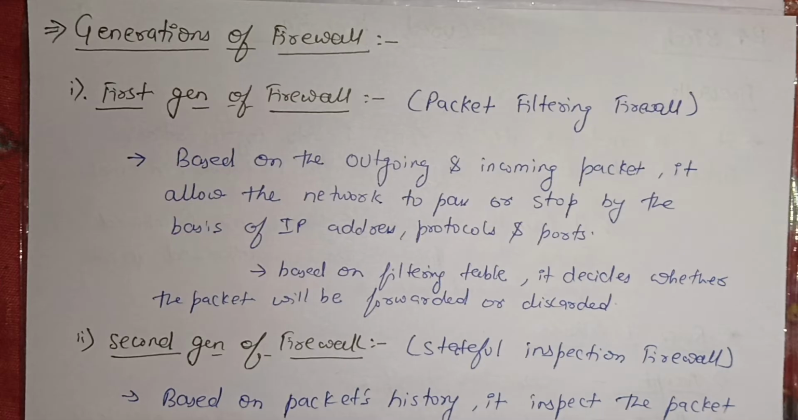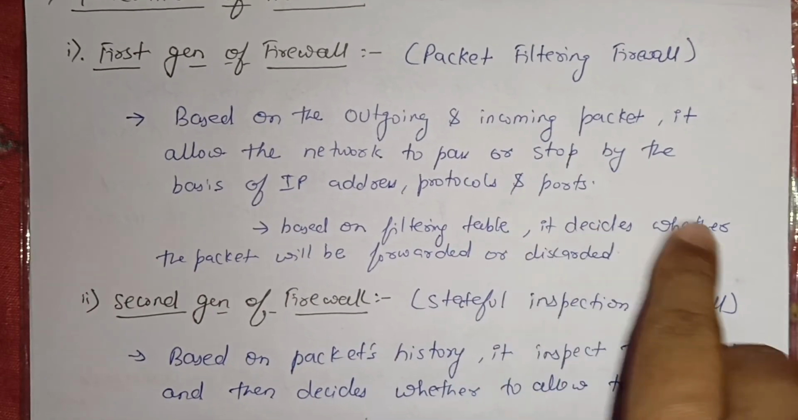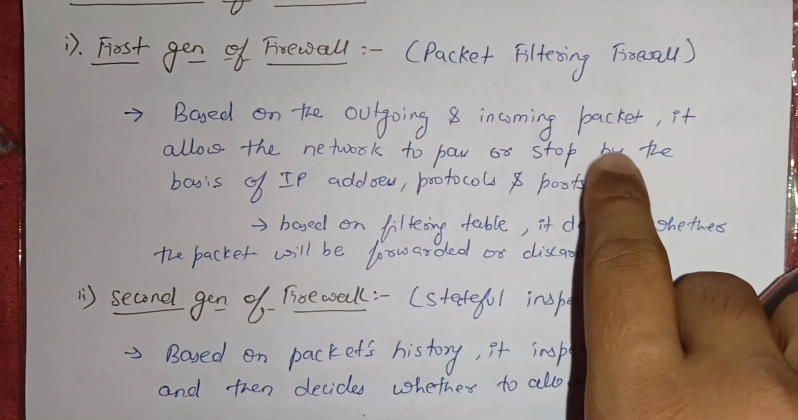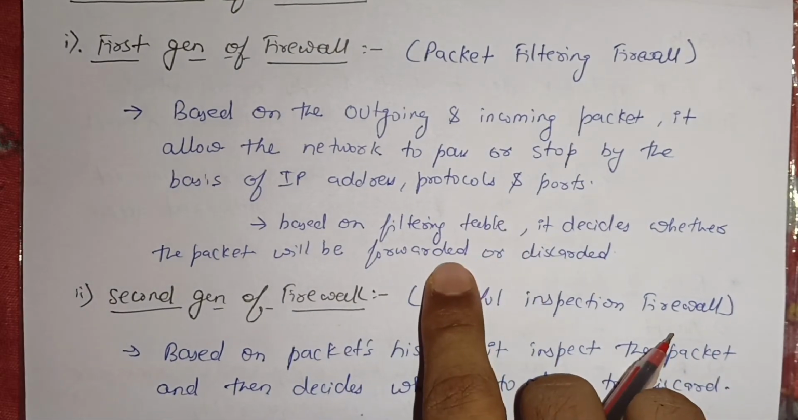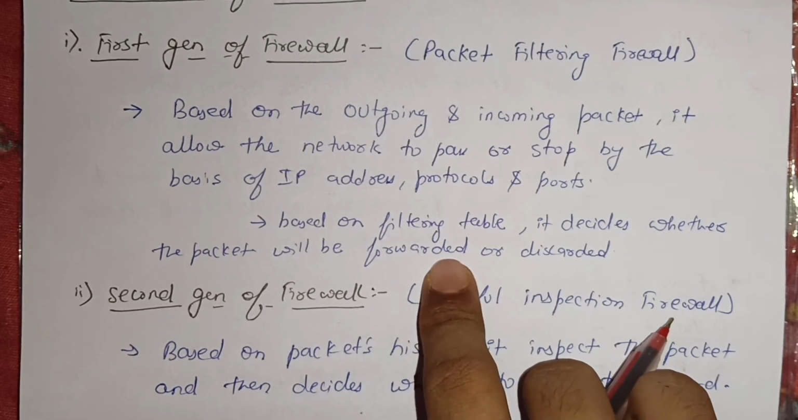So on which basis does it work? On the basis of IP address, protocols and the ports of the website, it denies the access. Or sometimes, when the packet is fulfilling its needs, it gives access to the user. So based on the filtering table that I already told, it decides whether the packet will be forwarded or discarded. If the packet is forwarded, the user has access to the website. If the packet is denied, then the user does not have access to that particular website.